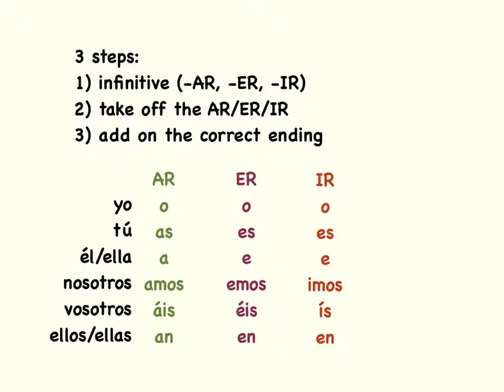So if you look at the table below, if you are talking in the I form using yo, then you take off the AR, the ER or the IR and you add an O. If you're talking in the you singular form, tú, you add either as or es to the endings. If you want to talk in the he, she form, which is él or ella, you add a or e. Nosotros, that means we, you're going to add amos, emos or imos. Vosotros, you plural, áis, éis, ís. And ellos or ellas, the they form of the verb, you're going to add an or en. Now let's see this in action.